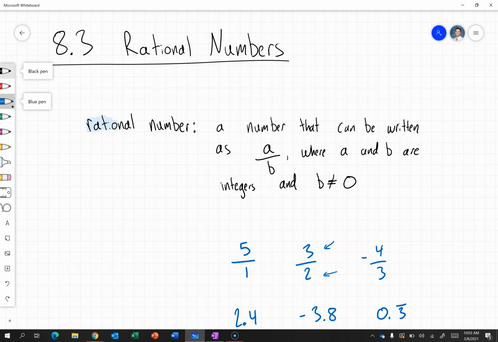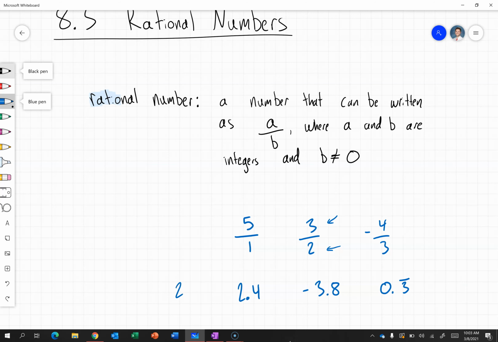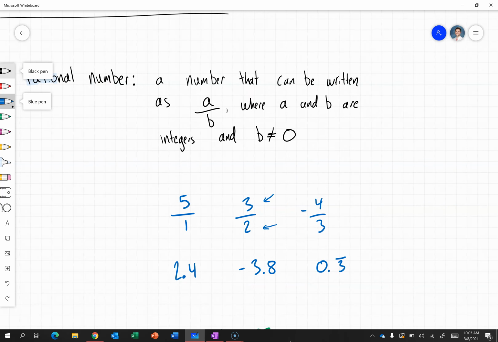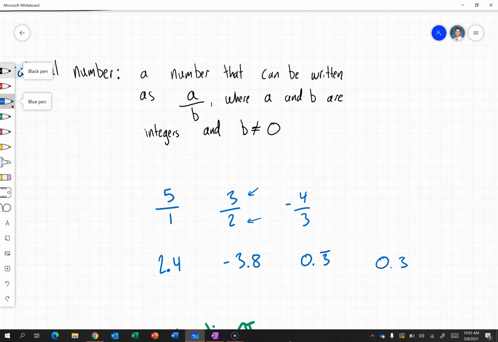Okay, I've also included some decimals like 2.4. So for example, you could write 2.4 as 24 over 10, so that's a rational number. You could write negative 3.8 as negative 38 over 10, so again, that's also a rational number. Okay, and then I've also written 0.3 with a bar. In other words, this would be 0.3 repeating forever. Okay, because we know that actually represents the fraction 1/3.